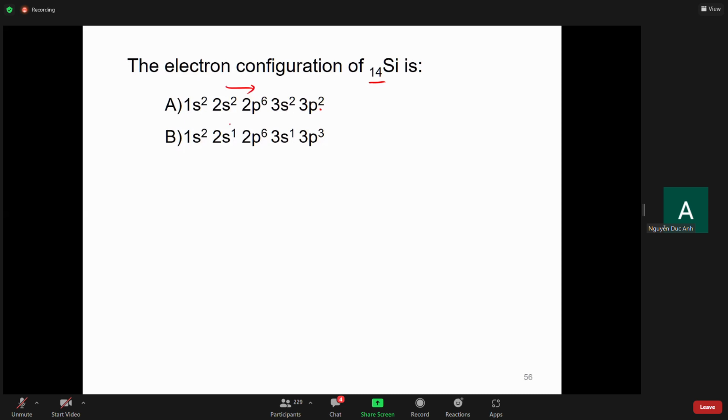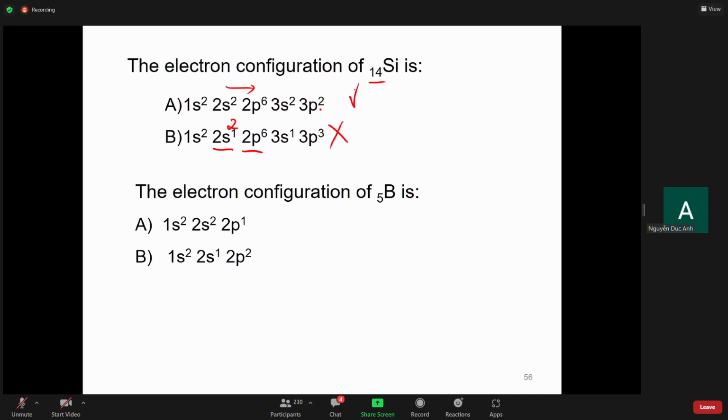But in the case of B, you have 1s2. Okay, that's right. Then 2s1, and now you see the 2s has a lower energy than 2p. So this means that electrons should not go into the p orbital before the 2s orbital gets full. You have to get 2 electrons on s before you move into p. So this is the trouble: this one is wrong, this one is right.